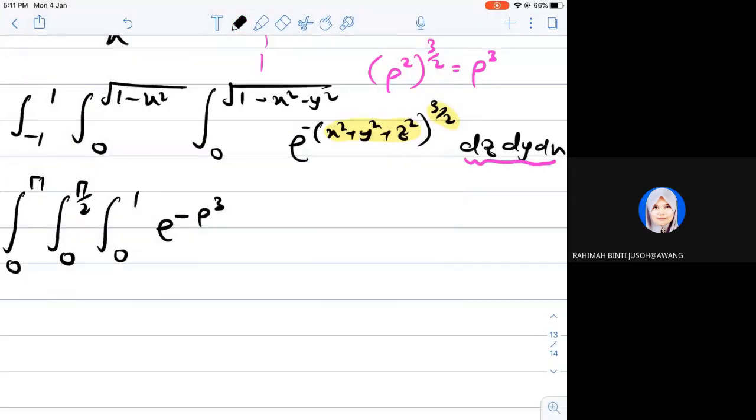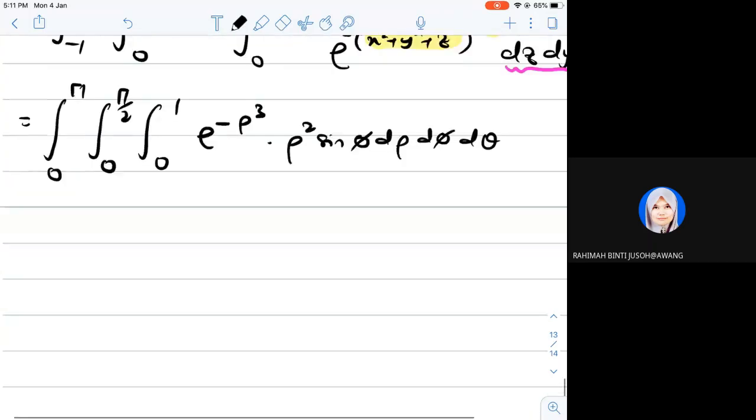Nak tukar kepada spherical. dz dy dx ni apa? Rho square. Yes. Tadi tu lah yang 5 terms tadi tu, 5 beradik tu. Rho square sin phi d rho d phi d theta. Now we can integrate this.